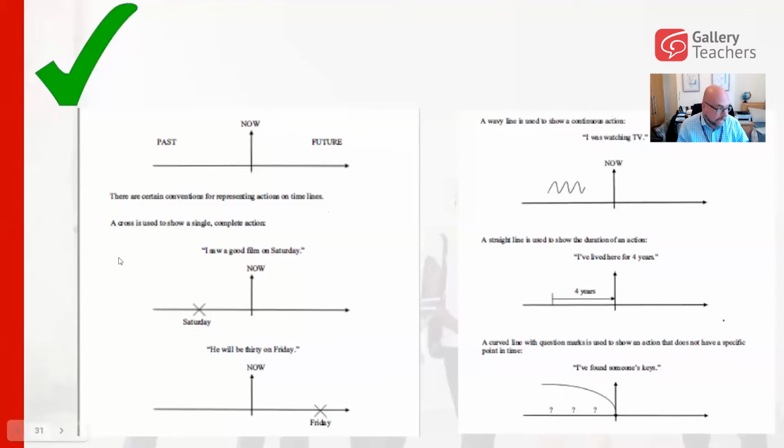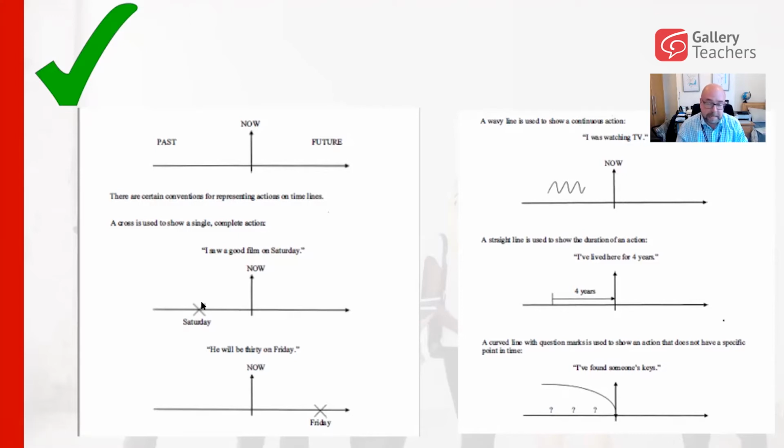If we now look here, he's suggesting that you use a cross in order to indicate a single completed action. So if you're talking about narrative tenses, where you've got a series of completed actions in the past, you might have a series of crosses for your past simple. So you might be saying, I stood at the corner of the road, I looked ahead, and I saw my friend Jane. I waved at her. Series of those crosses for those completed single actions.